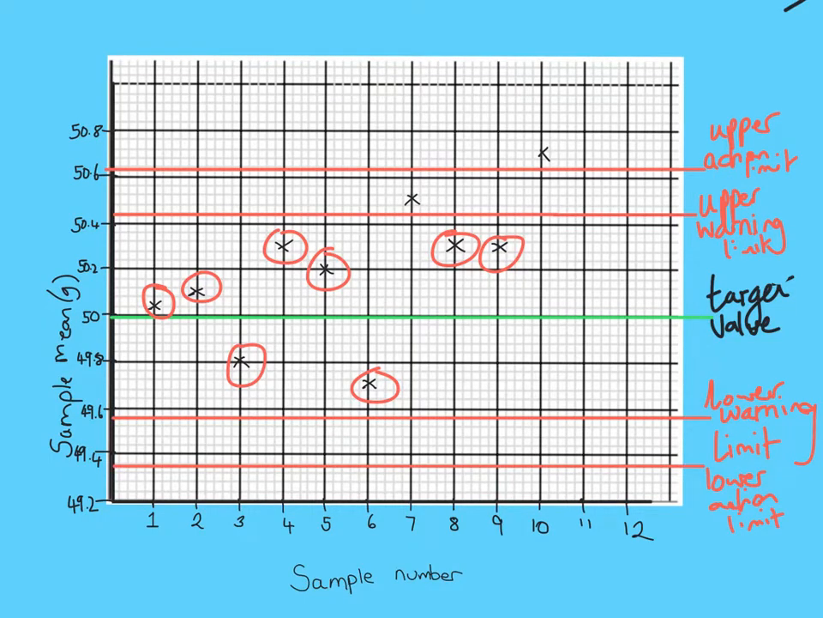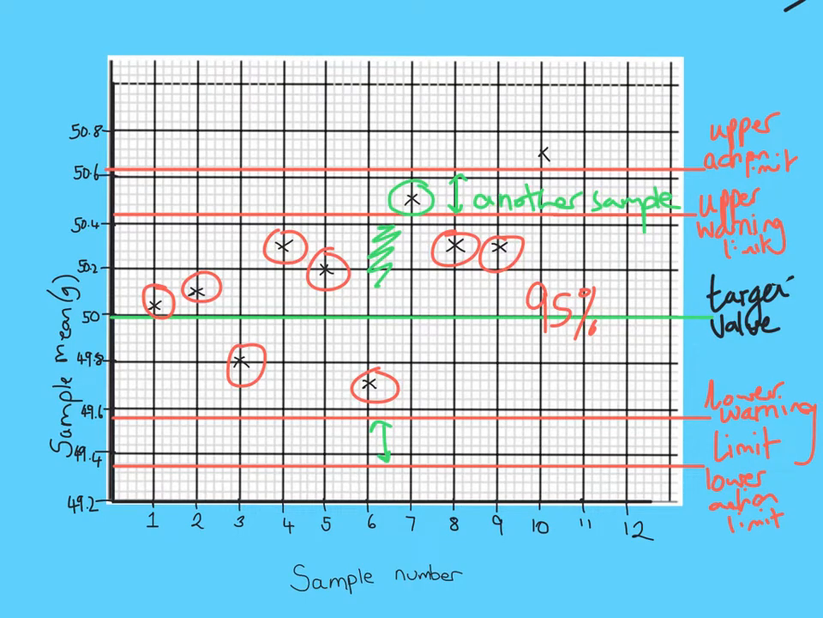So let's have a look. We've already said that anything within the warning limits is fine, and we'd expect 95% of data to be here. Anything which is in between the action and the warning limit, so anything in here or in here, we're seeing, is there maybe a problem? Is this just a one-off, or is there an ongoing problem? If it is between those values, we take another sample immediately. Another sample is taken, and if it's within this bit, we're fine. If it's not, then we've got a problem.